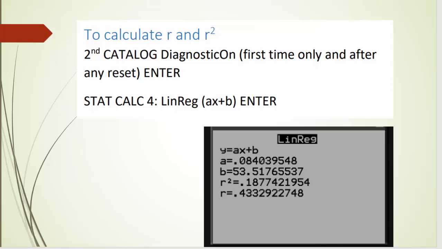To do that, you press second function catalog, diagnostic on, before you do anything else. You only do this once, unless you reset your calculator, then you'll have to do it again. Make sure you press enter to make sure that diagnostics is actually on. Then you can just go stat calc for lin reg, enter, enter, enter, and you should finish up with a display like on the screen here. So the equation of the line of the data in this calculator is y equals 0.084x plus 53.5. You'll be using that information in a number of places in your report.